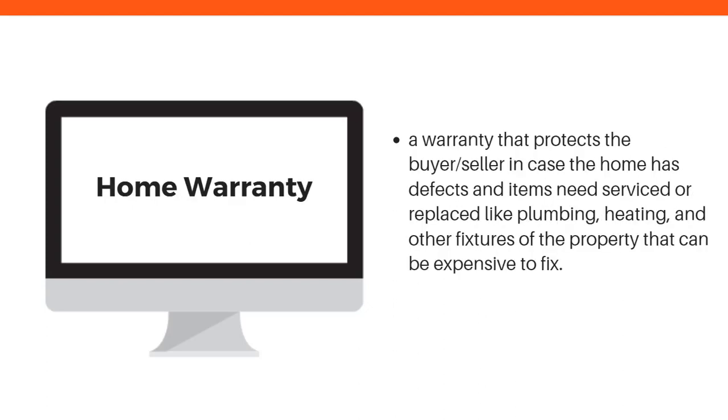Home warranty. This is a warranty that protects the buyer or the seller in case the home has defects and items need serviced or replaced. So if you get a home warranty and all of a sudden the heating system goes out or the plumbing starts leaking, you can look under the terms of your home warranty and reach out and have repair guys or servicemen come out and fix the issue, and you can bill it to the home warranty company and they will pay for it as part of your home warranty policy.